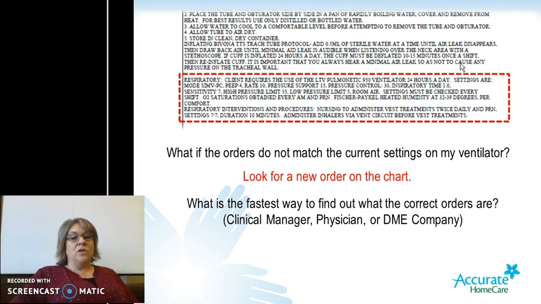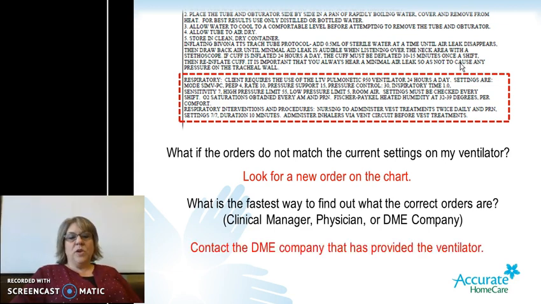We want to look for a new order on the chart. If the order is not there, what is the fastest way to find out the correct orders? Would you contact your clinical manager? Would you contact the physician? Or would you contact the DME company? You would contact the DME company that has provided the ventilator. Remember, I said that there are 2 people that change the ventilator settings. You as the care provider and a DME company respiratory therapist.